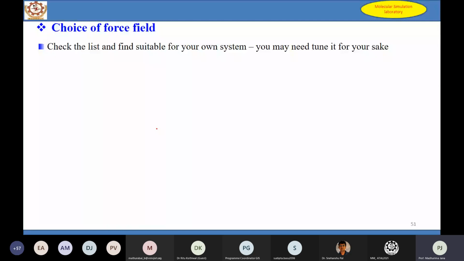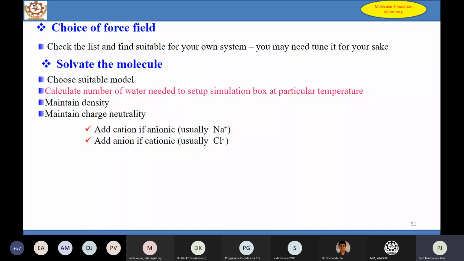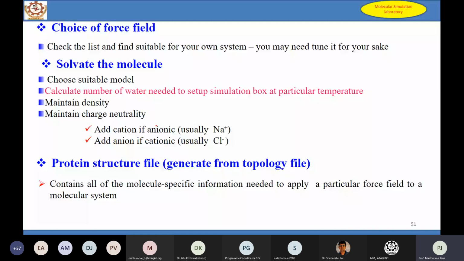Then, depending upon the water density, you have to choose the number of water molecules, which will be distributed all over the simulation box at a particular temperature. You have to maintain the density, and you have to maintain charge neutrality, which is very, very important. After that you have to generate a structure file for the particular simulation, which will give you the information of all the bond, bend, and torsion terms of the system.